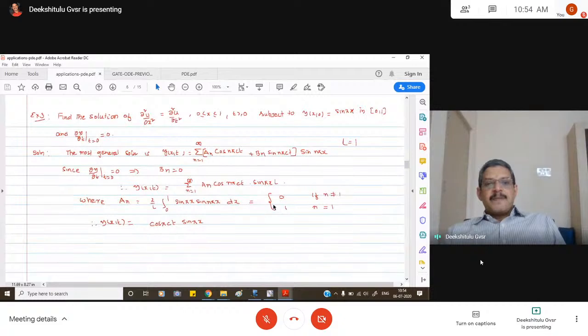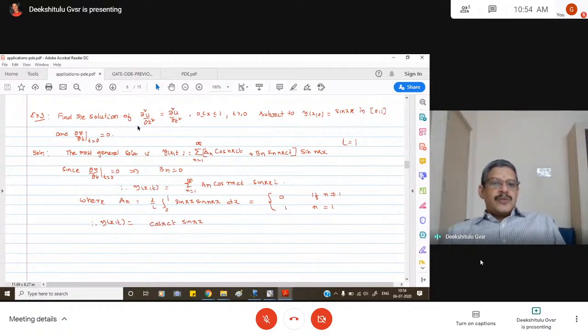So next one is find a solution of dou square u by dou x square is equal to dou square u by dou t square, where x lies between 0 and 1, t greater than or equal to 0, subject to the condition y of (x,0) is equal to sin pi x. So that means initial position is sin pi x in (0,1) and initial velocity is 0.